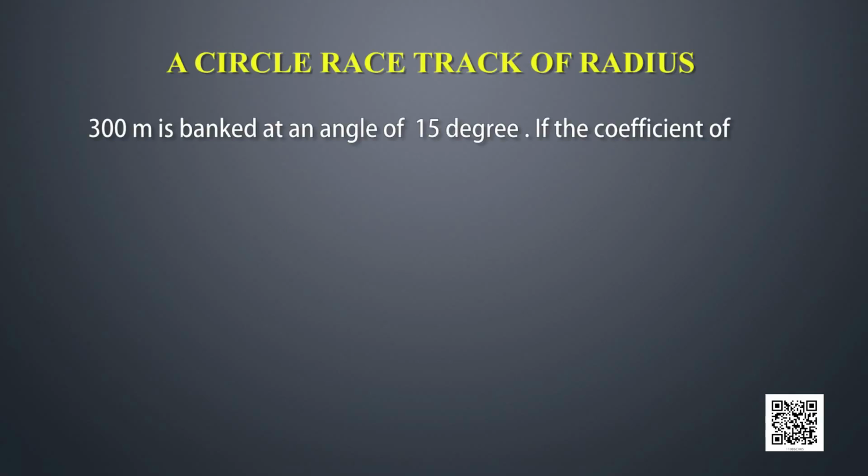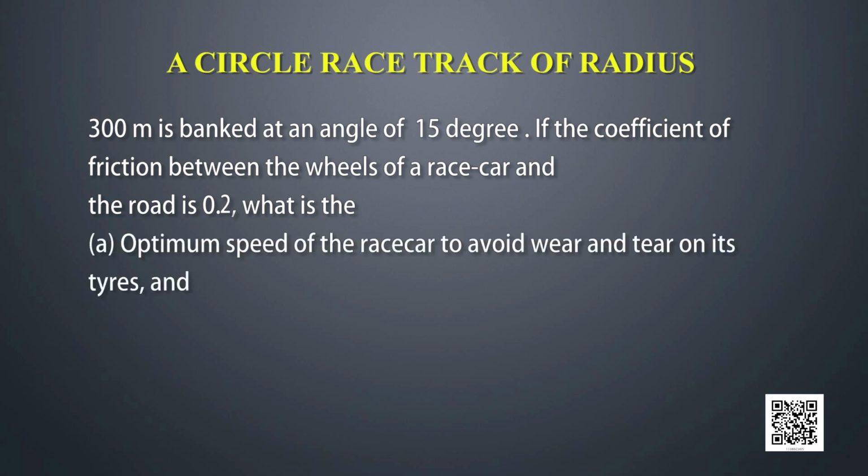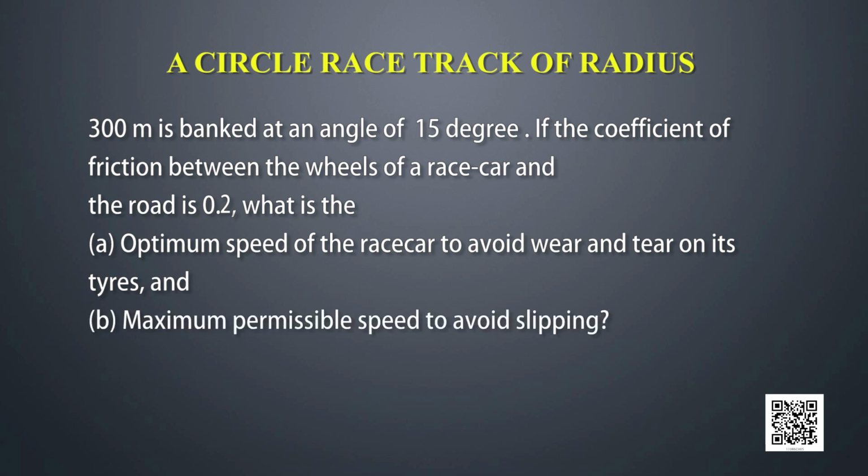Let us now take another example. A circular race track of radius 300 meter is banked at an angle of 15 degree. If the coefficient of friction between the wheels of the race car and the road is 0.2, then what is the optimum speed of the race car to avoid wear and tear of the tires, and the maximum permissible speed to avoid slipping using the friction also.